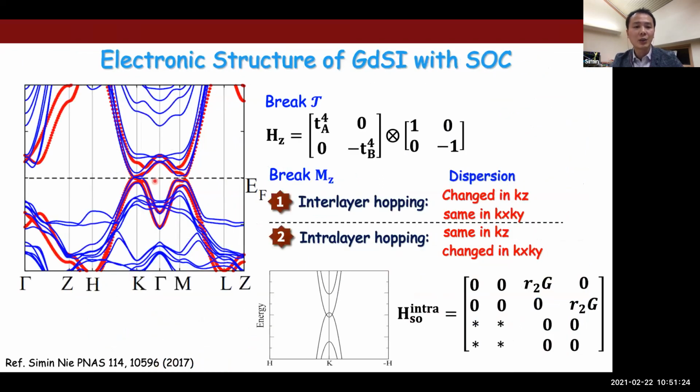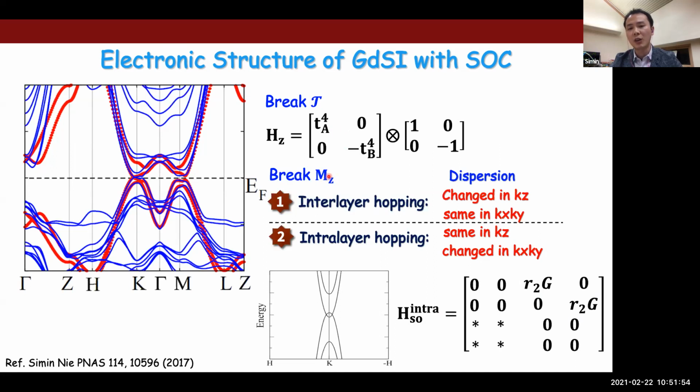Okay, after the consideration of spin-orbit coupling, the node line in the XY plane will be gapped out due to the break of the mirror symmetry. However, the Weyl point in the HK direction will survive. The spin-orbit coupling will break both the time-reversal symmetry and the mirror symmetry. In order to build a tight-binding model for gadolinium sulfur iodide, we add a Zeeman term to break the time-reversal symmetry. For the break of the mirror symmetry, we use a trick here.